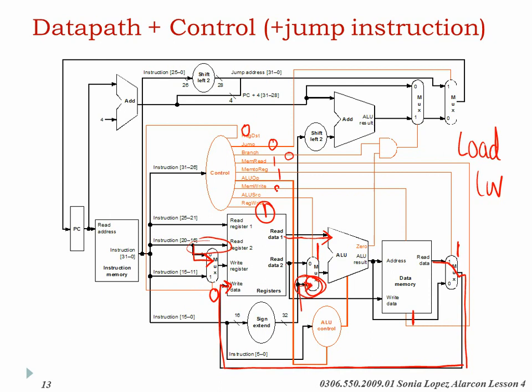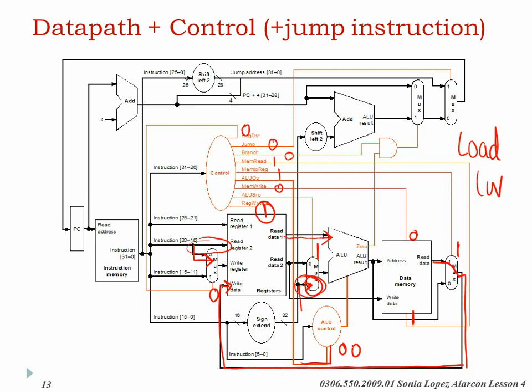We don't write memory. So 0 here. The ALU source, we said it was 1. That was a given, and register write was 1. And of course, the ALU control here is 2 zeros because this is an addition. Did I do that right? Yes, it's 2 zeros.